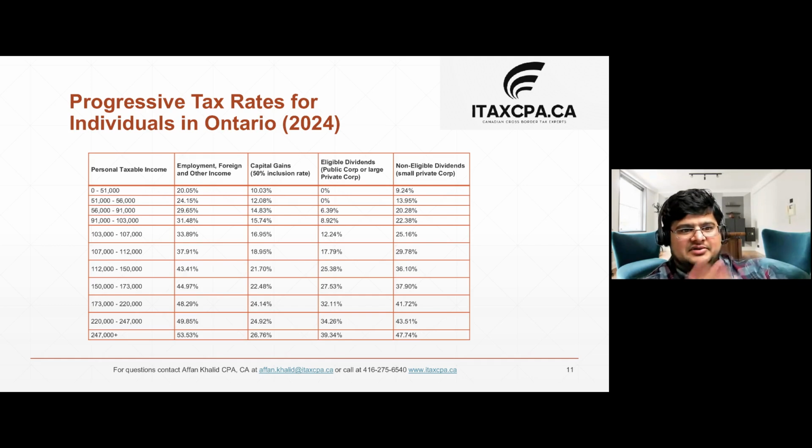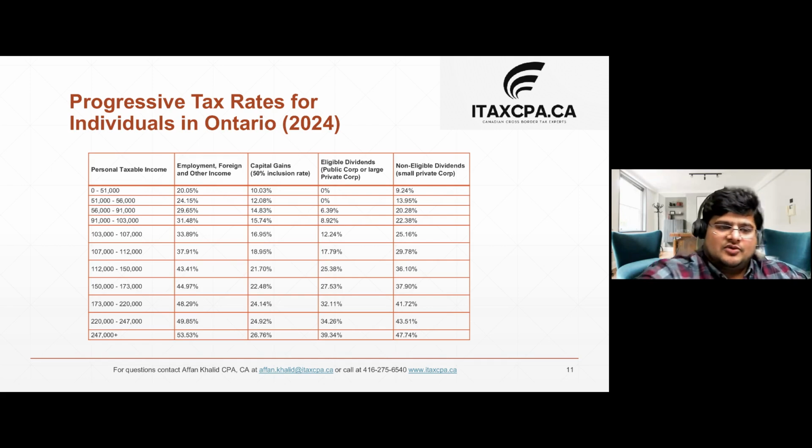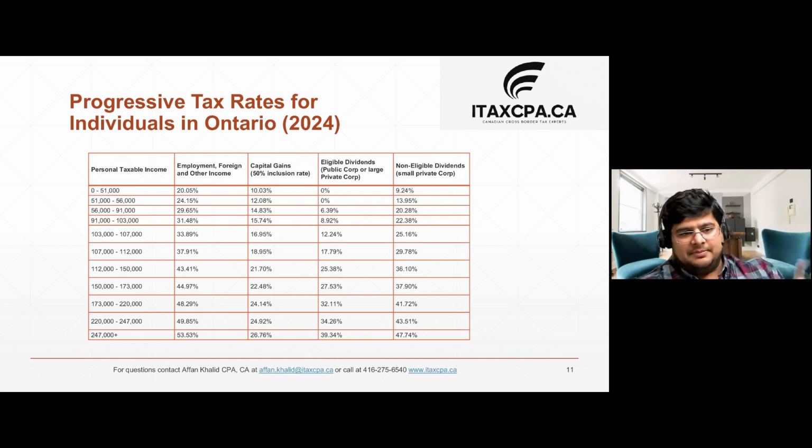And then ineligible dividends. This means all other income that we're talking about: rental income, self-employed business income, foreign income, any other category of income will fall into this second column for tax rates. The only exclusion is for these three other types of income, which are your capital gains, eligible dividends, that's large corporation dividends, Canadian corporation, and a small private corporation.